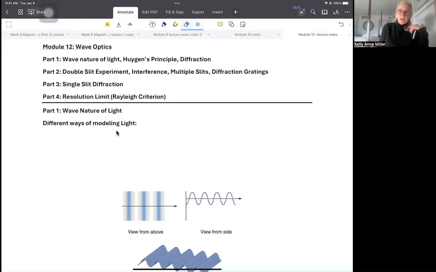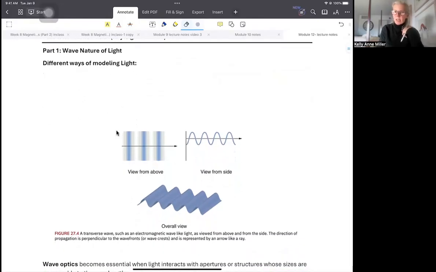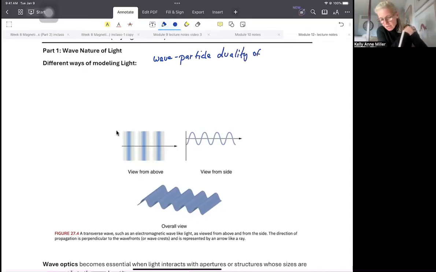To get started, the wave nature of light. Something I'm sure most of you have heard of from middle school science is the wave-particle duality of light, the idea that light sometimes exhibits wave-like properties and sometimes exhibits particle-like properties, depending on the situation. Let me just write it. I think this is covered in middle school in most curricula, the wave-particle duality of light.